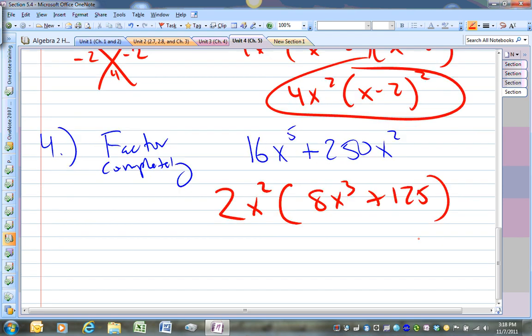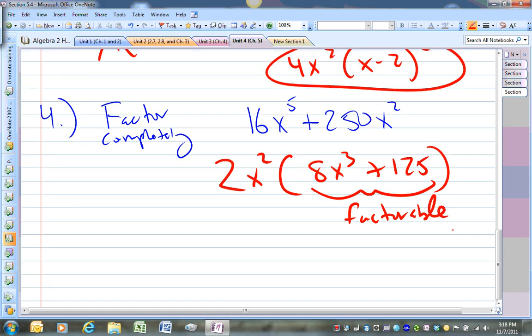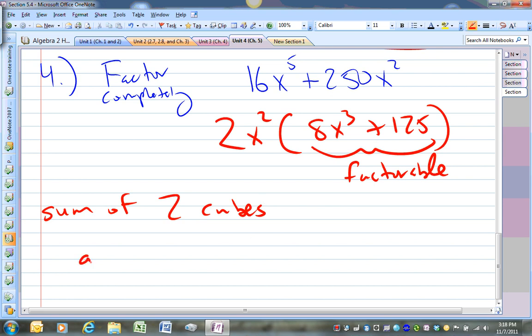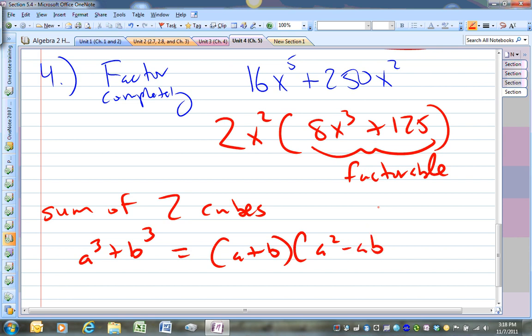Now one would think that he or she is done with this problem. However, that's factorable. And I'll explain why. There's something called the sum of 2 cubes. And it's a little formula that I'll ask you to memorize. A cubed plus b cubed equals a plus b times a squared minus ab plus b squared.